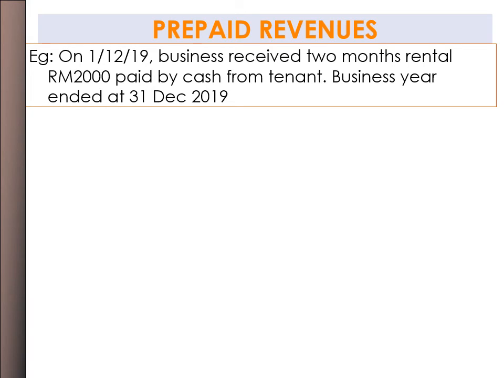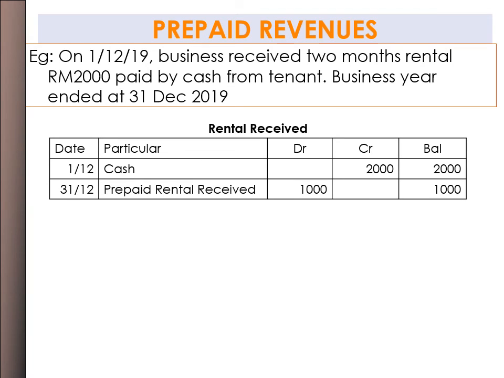So you actually earned only 1 month. For December it is 1,000, and for January 2020 will be another 1,000. So the 1,000 is actually extra money you received, but it is for next year. In the rental received account, you already received the money, 2,000 ringgit. So you credit the rental receipt account 2,000 ringgit, but you need to recognize that there is a prepaid rental receipt, 1,000 ringgit for next year.